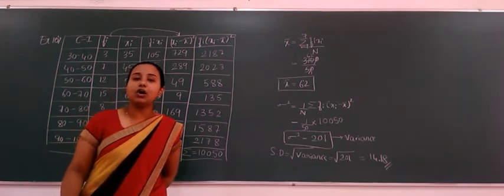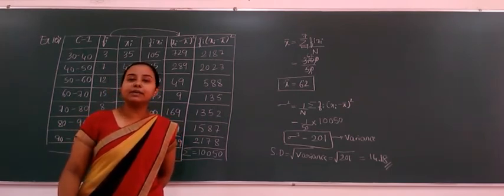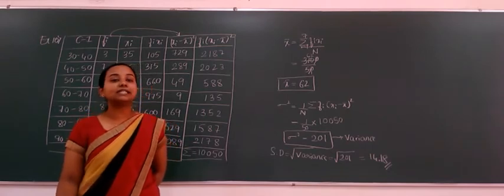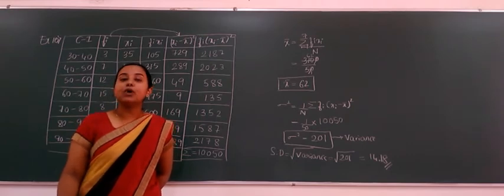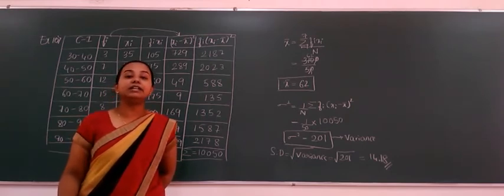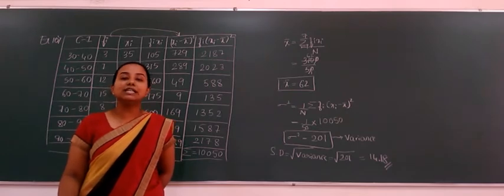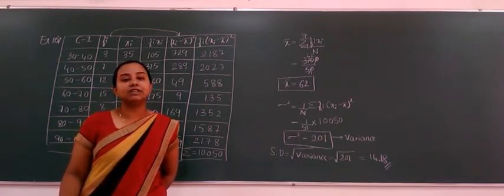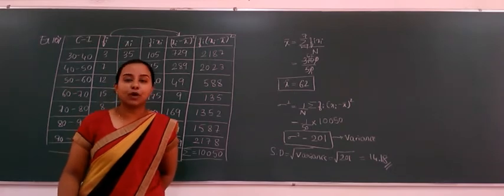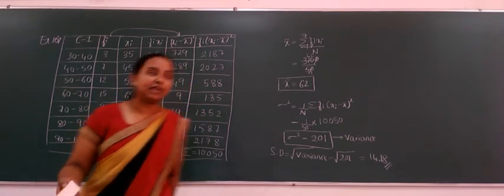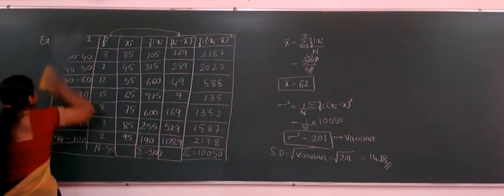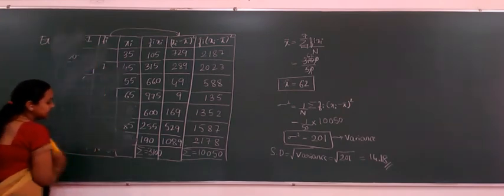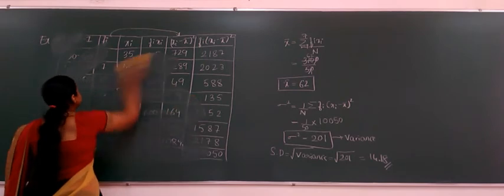Till now, whether it is ungrouped data or grouped data, we have always calculated the mean, then variance, then standard deviation. What if suddenly only standard deviation is asked? If only standard deviation is asked, you don't have to calculate the mean and variance. So how can you calculate the standard deviation directly? We will learn in our next problem, example 11. Let us consider example 11 to calculate the standard deviation directly.